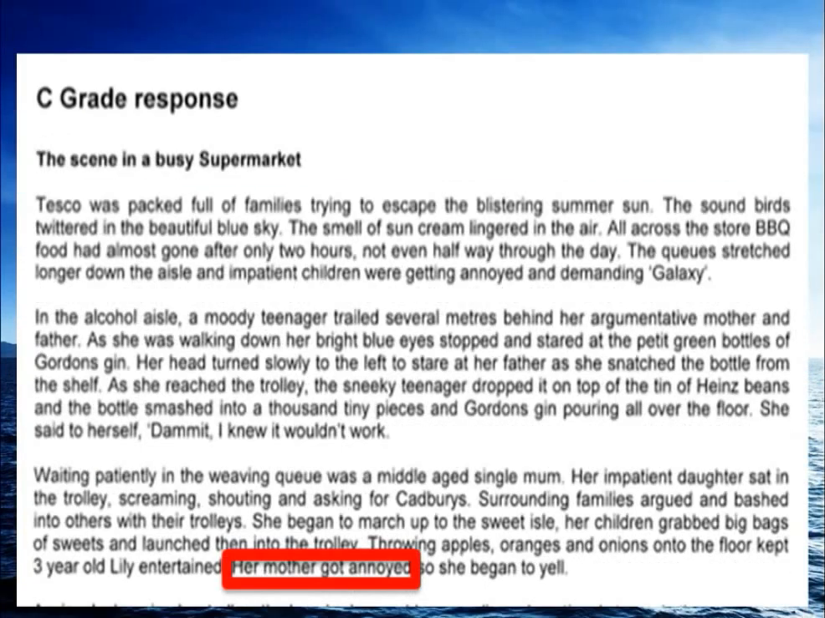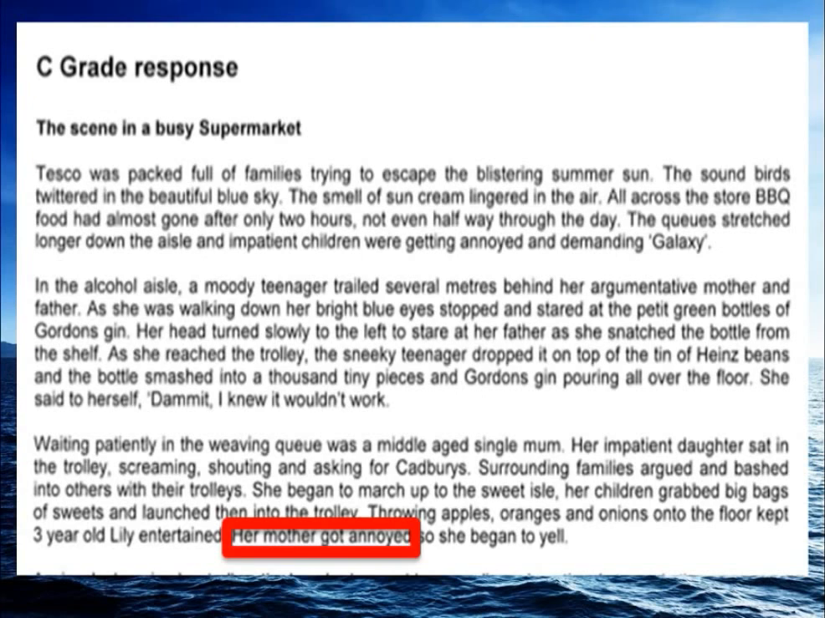So I just wanted to show you a C grade response. Generally this is an okay response and meets the criteria of being a low C grade. But even in this description, which got a C, we get a boring, telling description: her mother got annoyed. So it's not very descriptive, and that makes it not very effective.